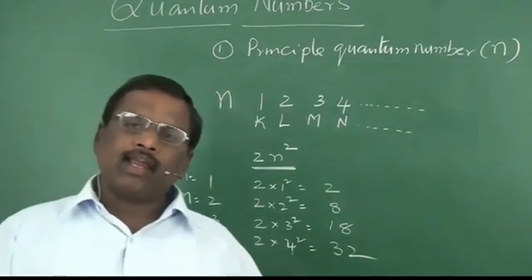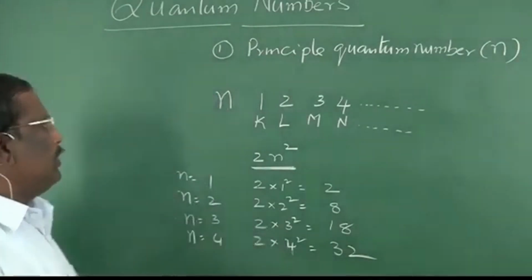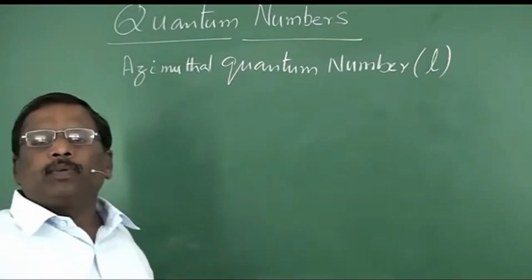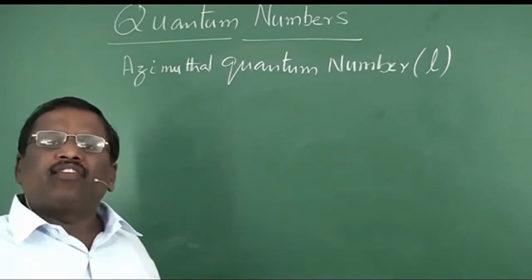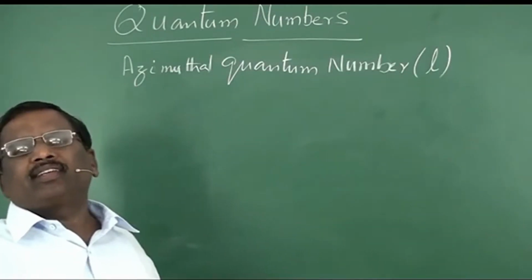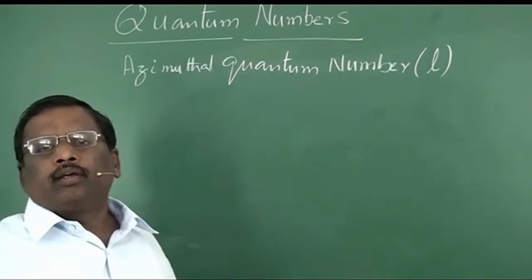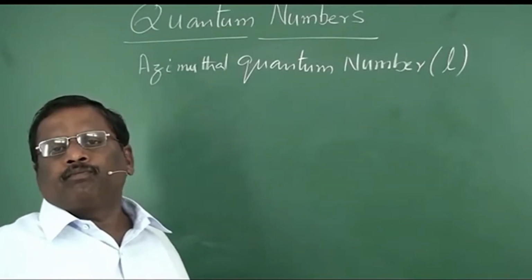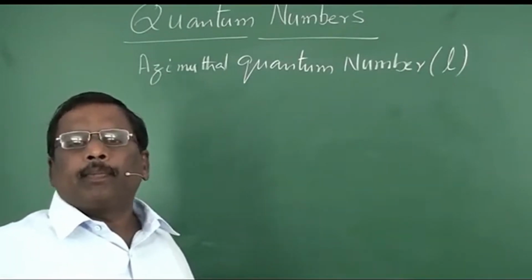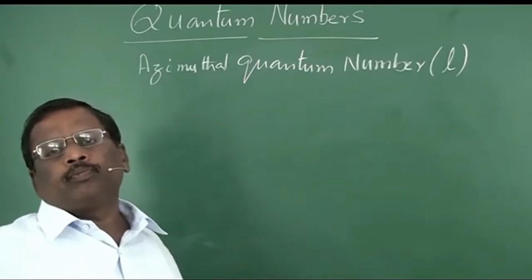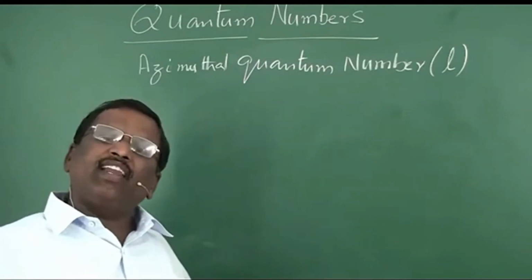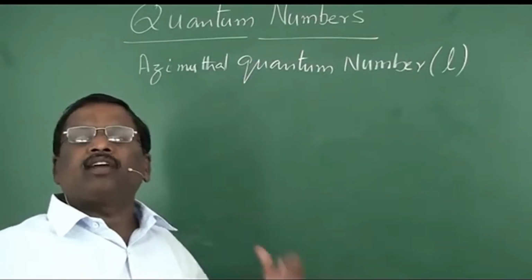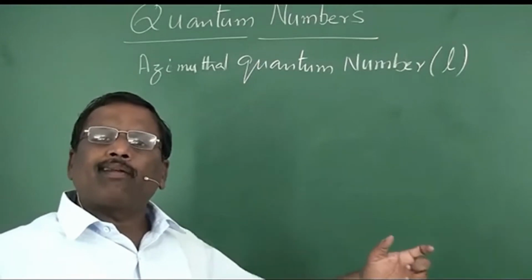Let us discuss the second quantum number, that is the azimuthal quantum number. This quantum number was proposed by Sommerfeld to explain the fine lines of the spectra. We have already discussed the fine lines of the spectra in Sommerfeld's atomic theory. That means when a spectrum was recorded with a powerful spectroscope, the lines in the hydrogen spectrum, which we feel as a single line, are found to be a group of lines. That is said to be the fine lines of the spectra.